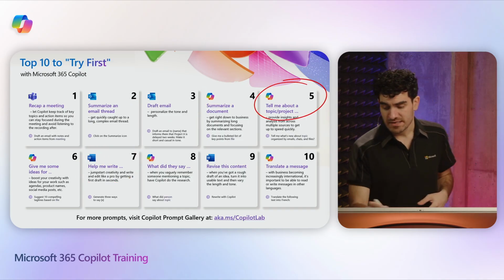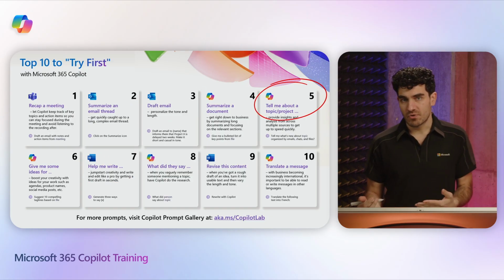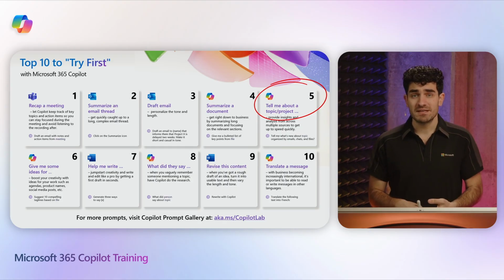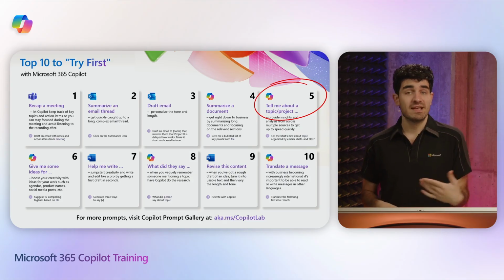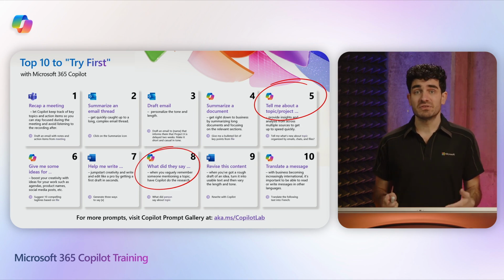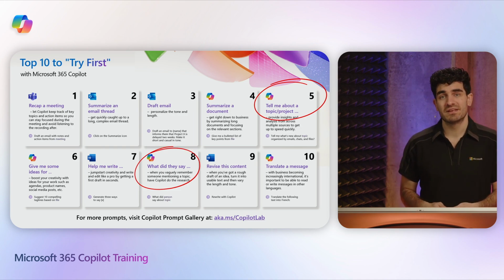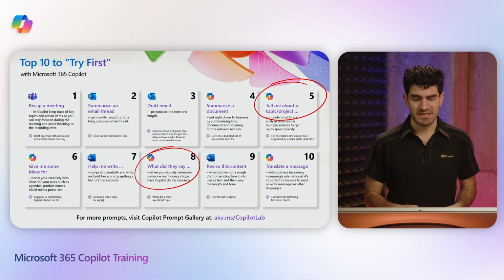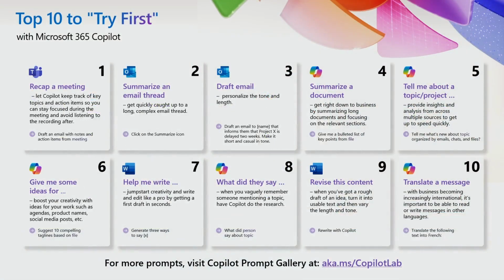Education is key. Tell me about a topic or a project. Copilot can search company data to provide information on projects and then explain it in a natural way. This is particularly useful for new employees that are getting acquainted with their organization. You can also ask Copilot to revise existing content or even translate it, as I mentioned before, into any other language.